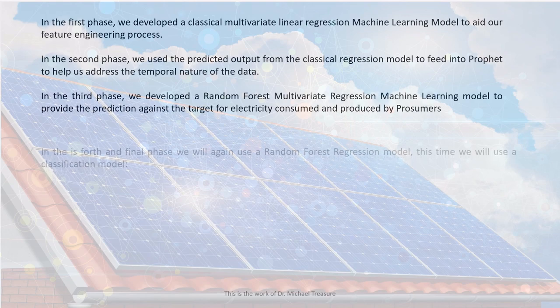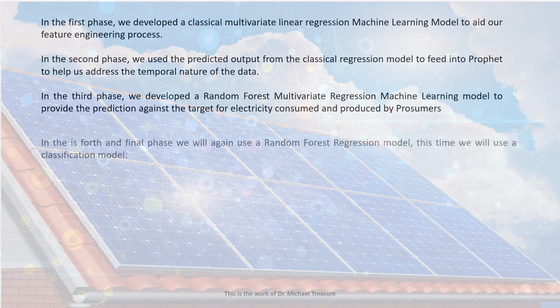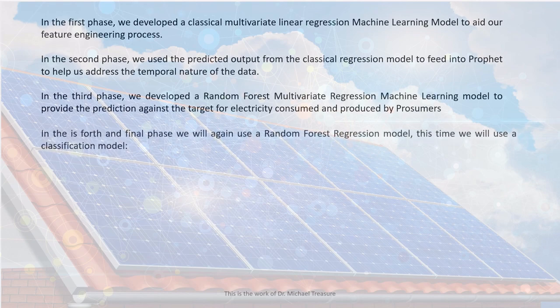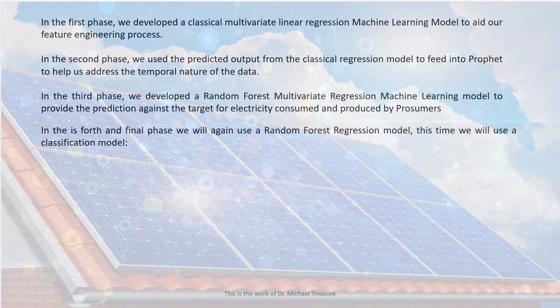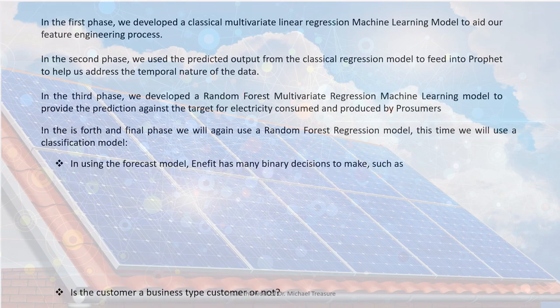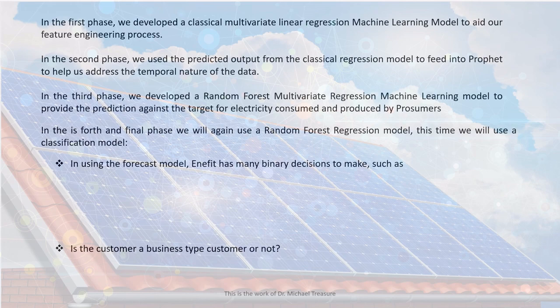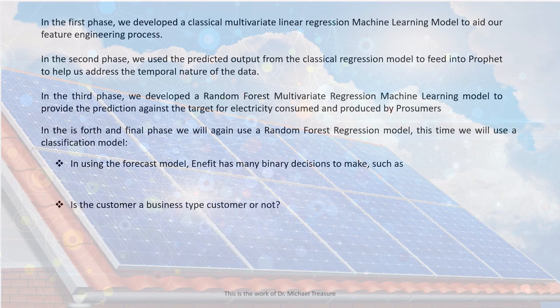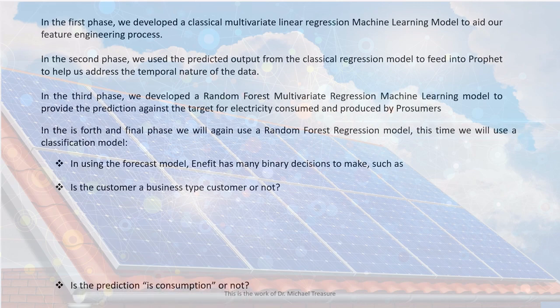In Phase 3, we developed a random forest multivariate regression machine learning model to achieve our ultimate prediction model against our business-provided target values. In this final Phase 4, we shift focus to employing a random forest classification machine learning model to address binary questions in decision-making around our predictions and forecast. For example, there are questions such as: is the customer a business type or not? Is the prediction consumption or not?